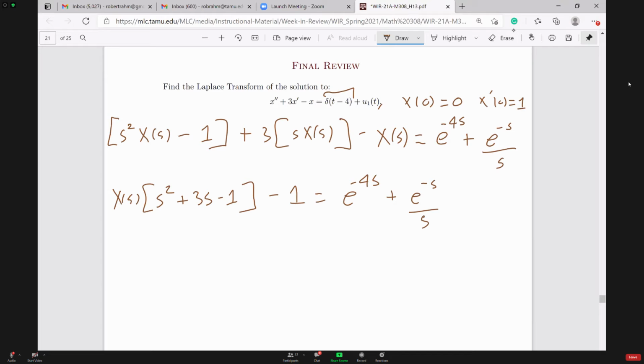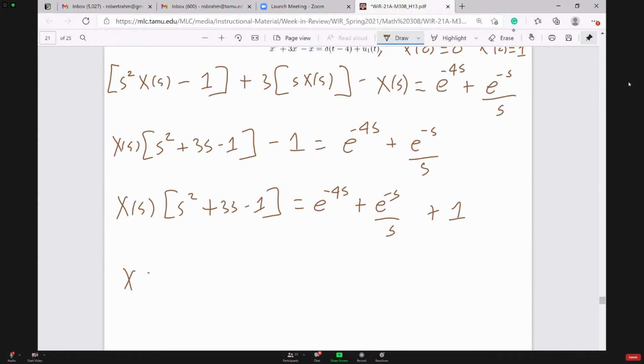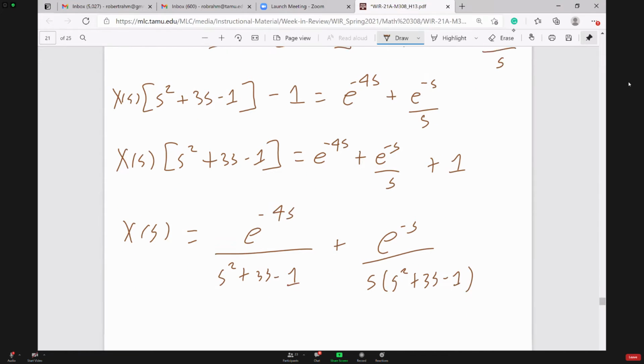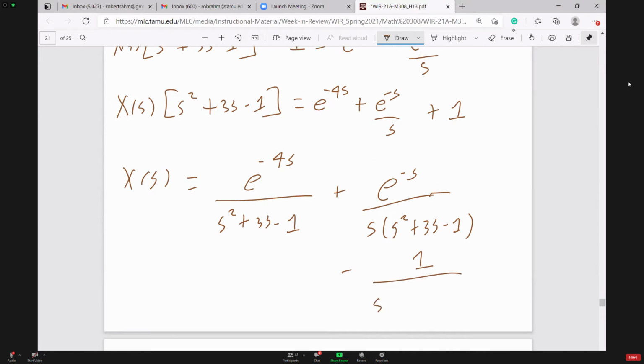Now I'm going to add 1 to both sides. And I've got x of s times s squared plus 3s minus 1 is equal to e to the -4s plus e to the -s over s, plus 1. And now I divide to get x of s. So x of s is equal to e to the -4s over s squared plus 3s minus 1 plus e to the -s over s times s squared plus 3s minus 1, and then minus 1 over s times s squared plus 3s minus 1. And that's it. That is the Laplace transform of this solution. Or sorry, yeah, that is a Laplace transform of the solution to this differential equation.